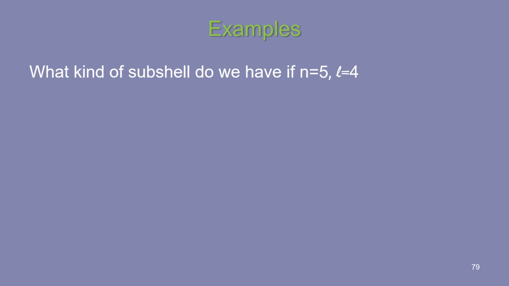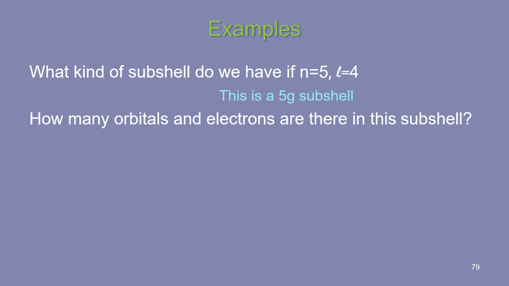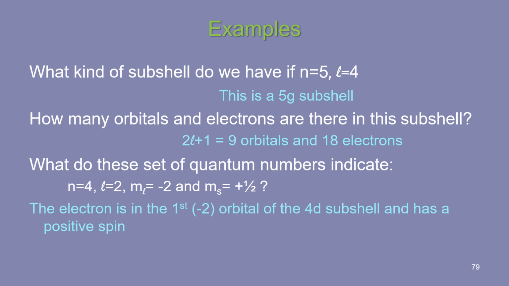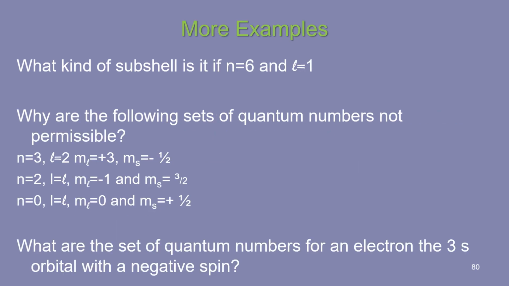All right, just a little bit more. Now I'm going through the answers, which I just did for you. For the 5g subshell, how many orbitals? There are 9 orbitals and 18 electrons. What do those quantum numbers indicate? They indicate the electron is in the first of the 5 4d orbitals, and it has a positive spin.